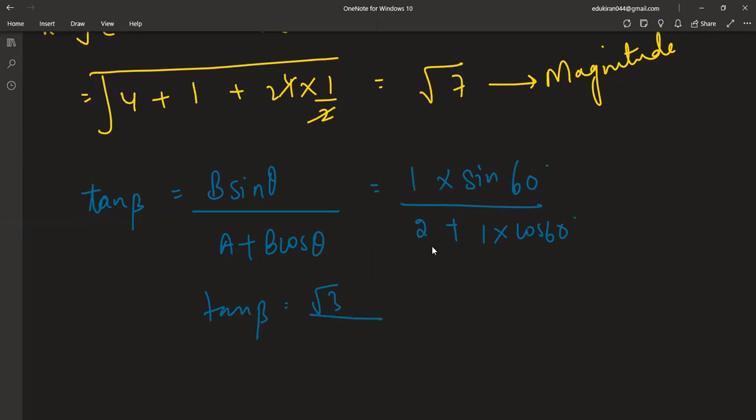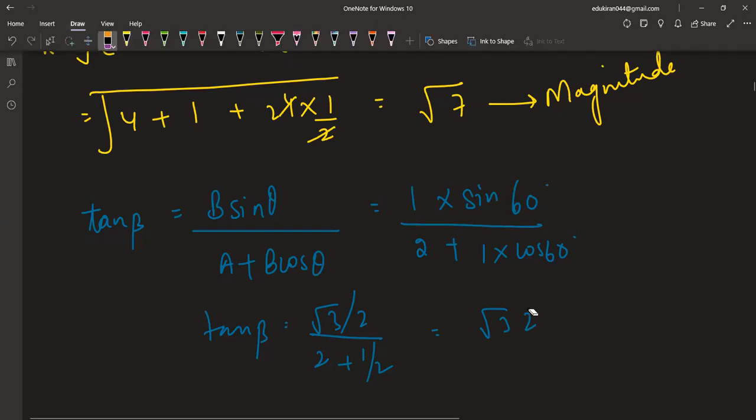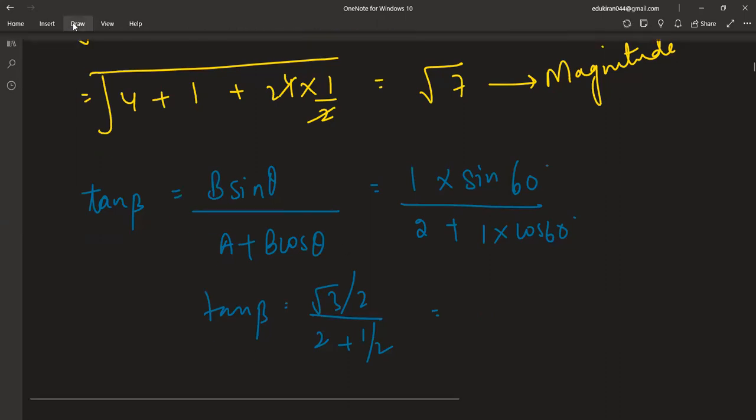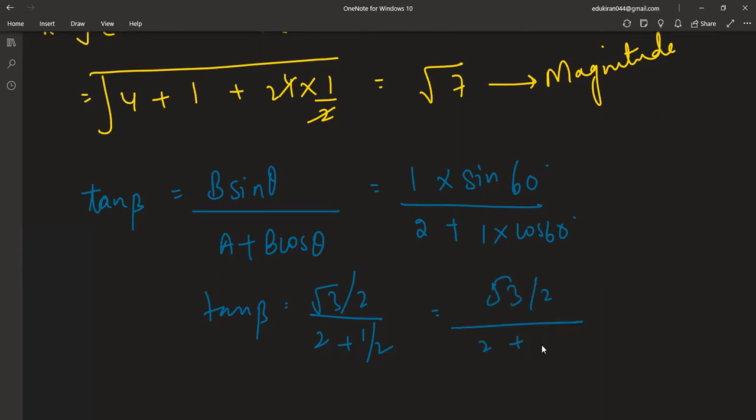by 2. This is 2 plus 1. That is, see, this is root 3 by 2 plus 2 plus half. So this becomes root 3 by 2. Clear class? This is sine 60 degrees. So root 3 by 2. This was 2. So 2 cos 60 degrees is half. Now when we resolve this, see, 2 will get cancelled and this will become 4. It's like root 3 by 2 divided by 2 plus half.